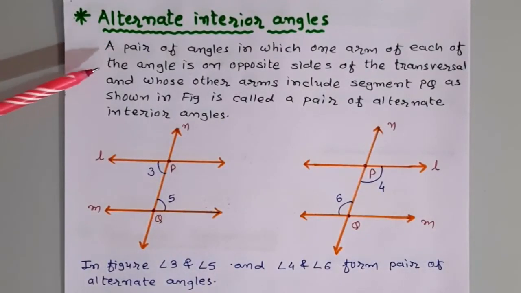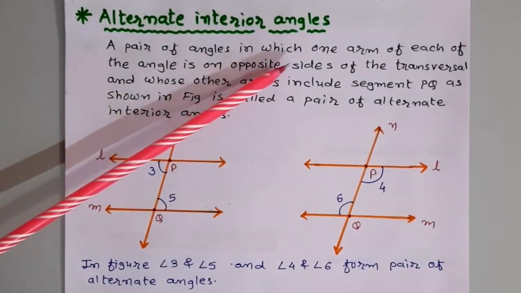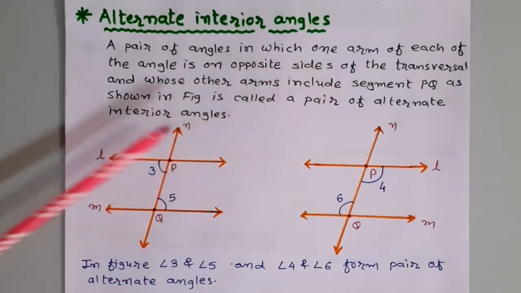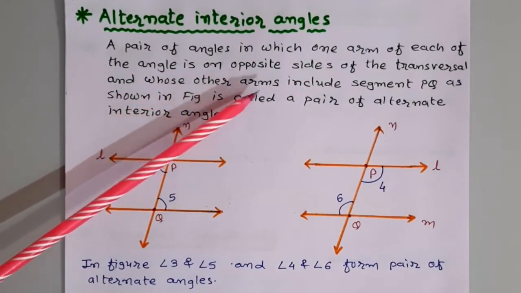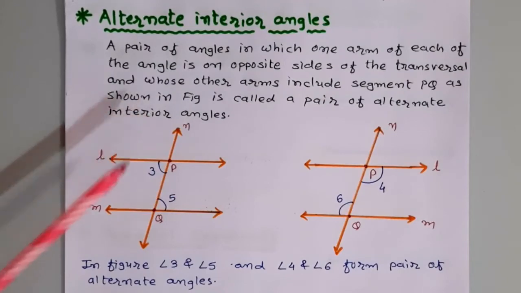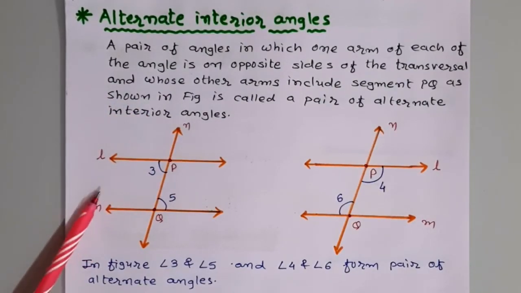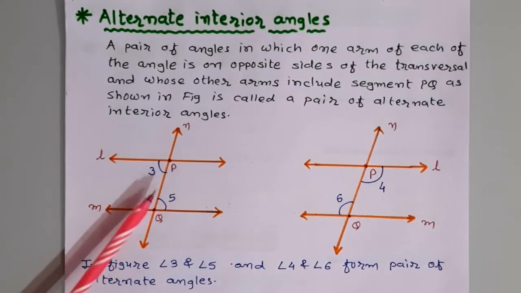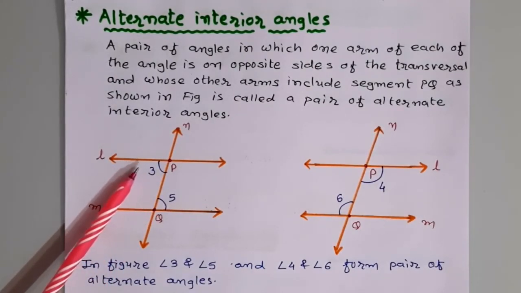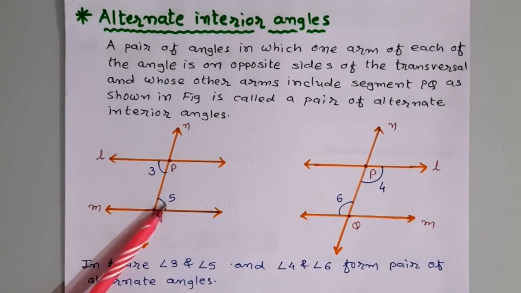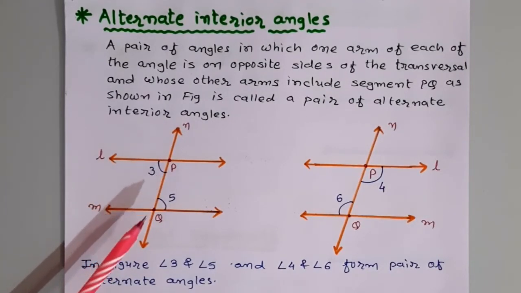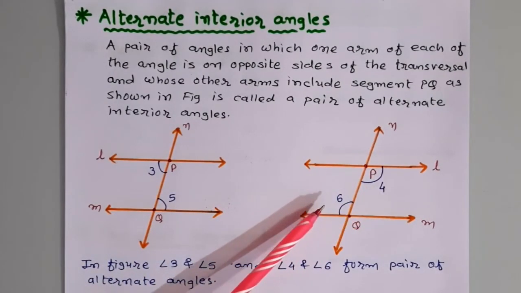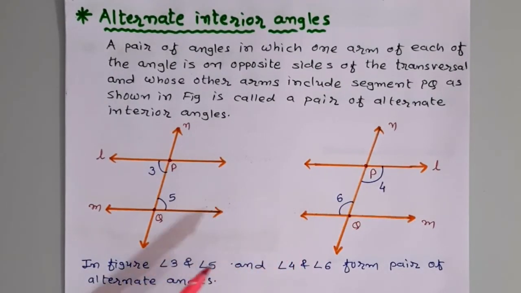Alternate interior angles: a pair of angles in which one arm of each of the angles is on opposite sides of the transversal and whose other arms include the segment PQ, as shown in the figure, is called a pair of alternate interior angles. You can see that angle 3 and angle 5 are on opposite sides of the transversal line. In the same way, angle 4 and angle 6 are known as alternate interior angles.